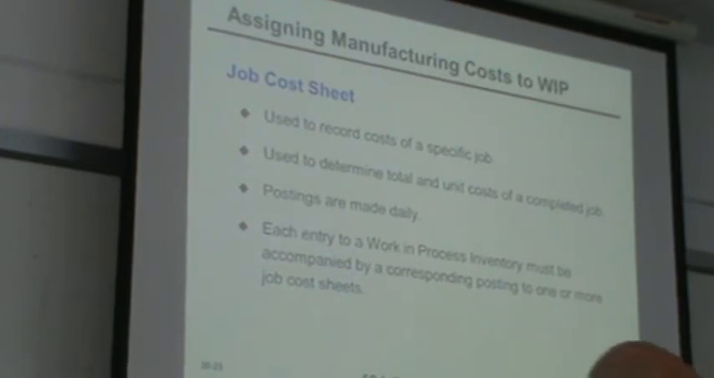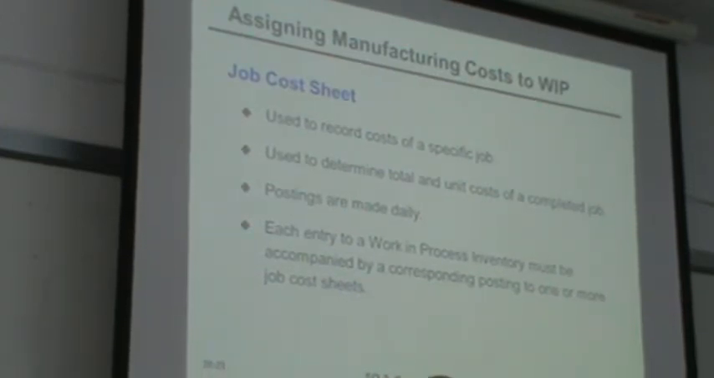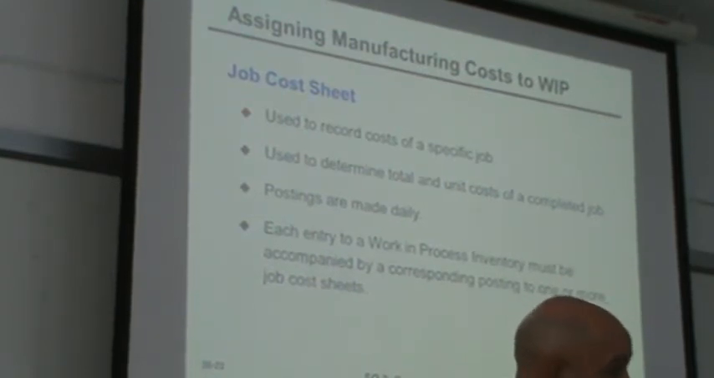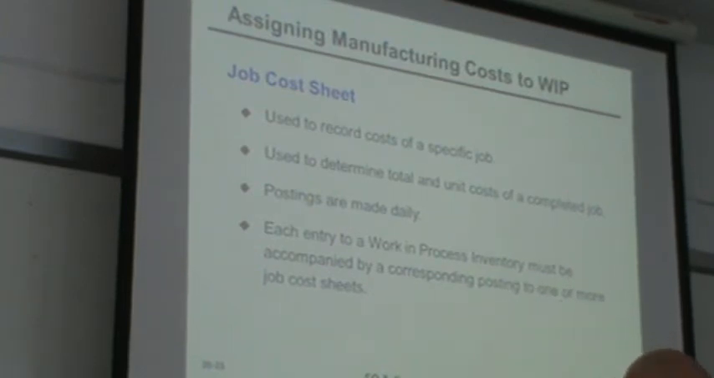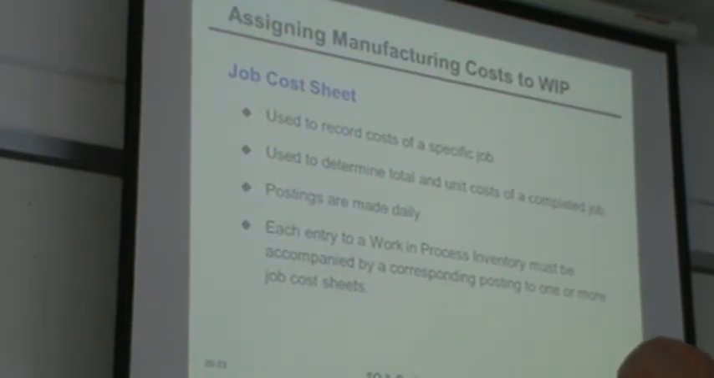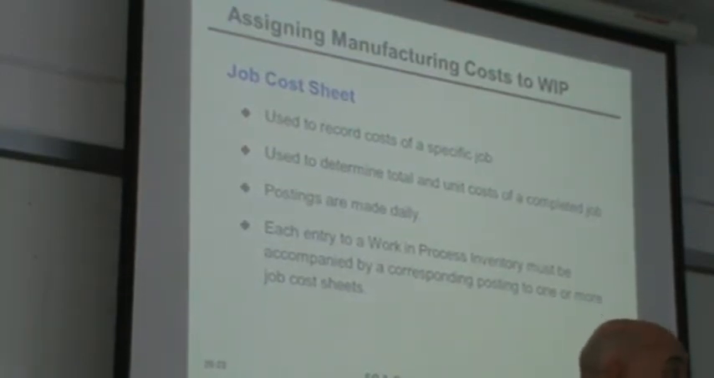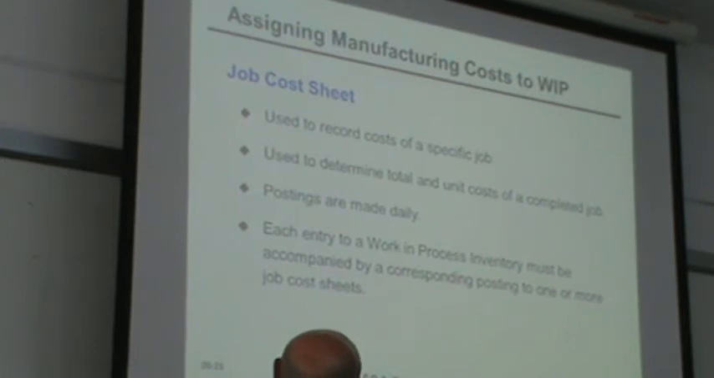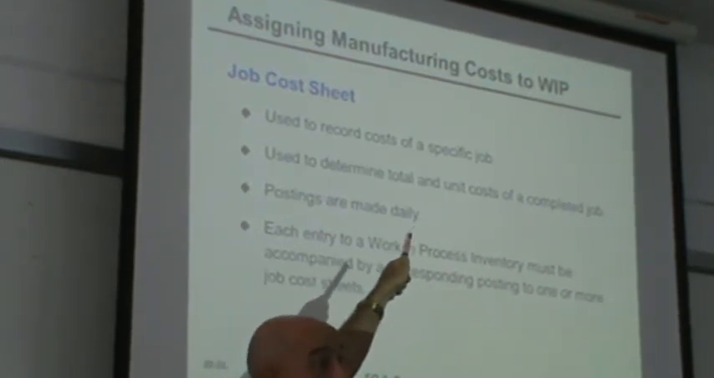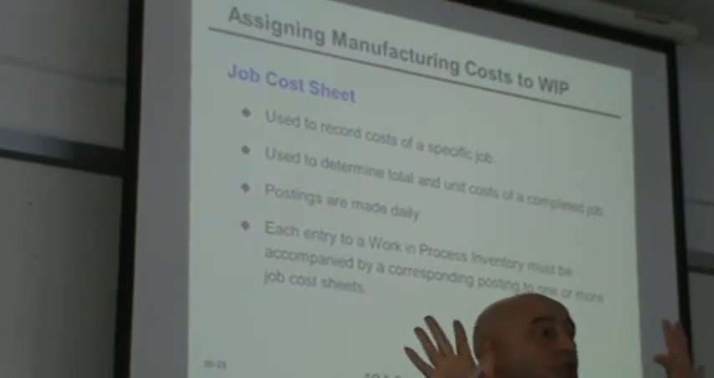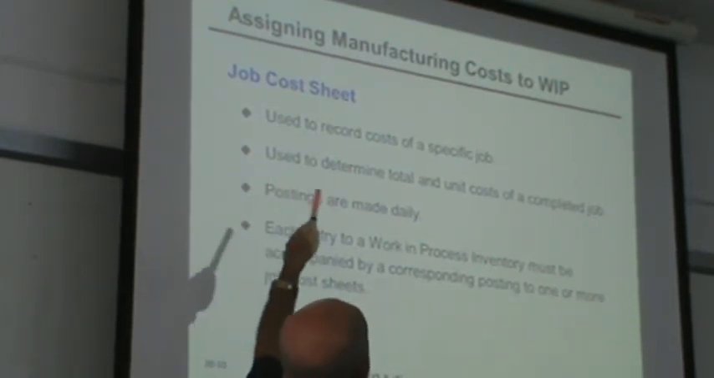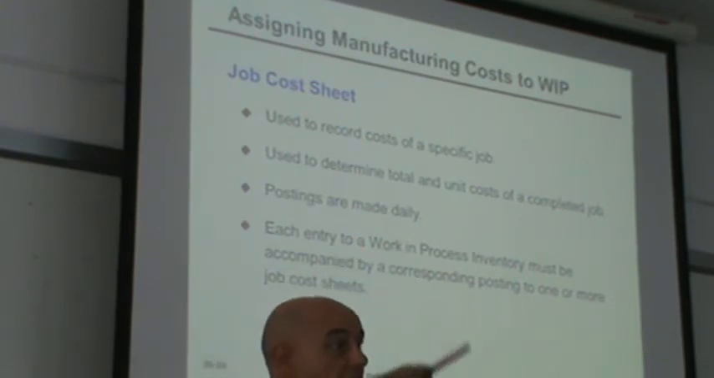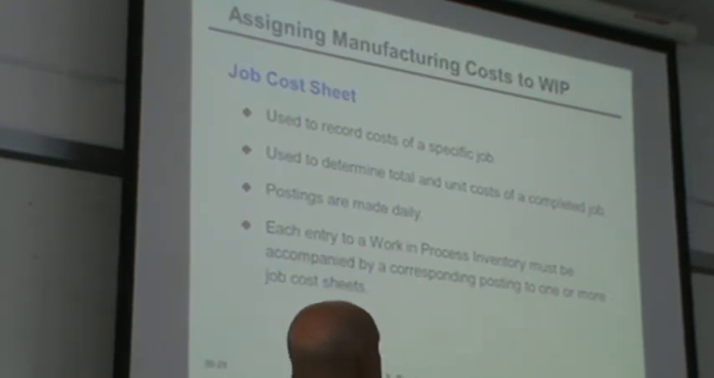So, if you're making tables, you say how much for the top, how much for the legs. If you're making, let's say, coffee, how much for the coffee, how much for the ice, how much for the plastic cap, how much for the straw. You put every cost associated with the job. You use it for a specific job. If you have 10 jobs, you will have 10 job sheets. 50 jobs, 50 job sheets.